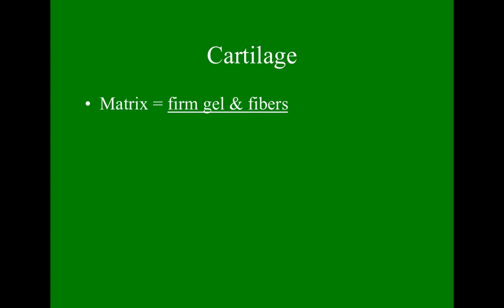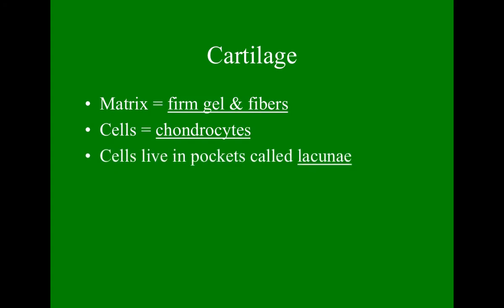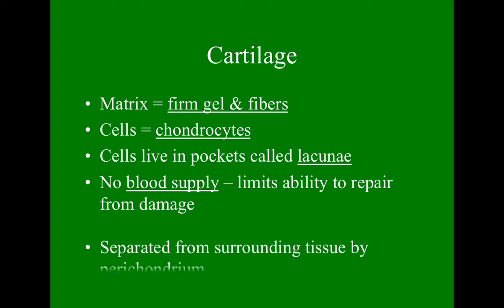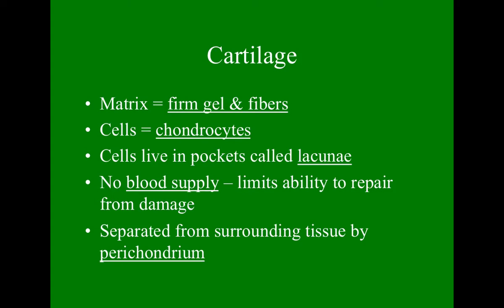The last type of connective tissue is our supporting connective tissue, and we have two main types, bone and cartilage. We're going to talk about cartilage first. Cartilage has a matrix that's made up of a firm gel as well as fibers. If you think of cartilage, that kind of spongy material is the matrix. The cells within the matrix are called chondrocytes, and they live in little pockets of this gel called lacunae. Cartilage has absolutely no blood supply, and this very much limits its ability to repair itself after it's been damaged. In addition, cartilage tissue is separated from any surrounding tissue by a lining called the perichondrium.